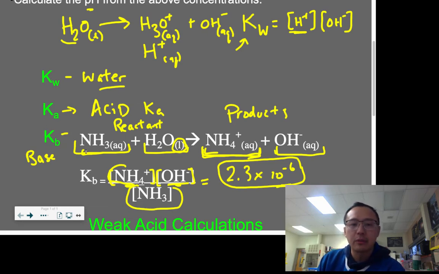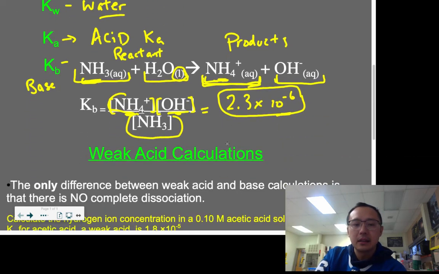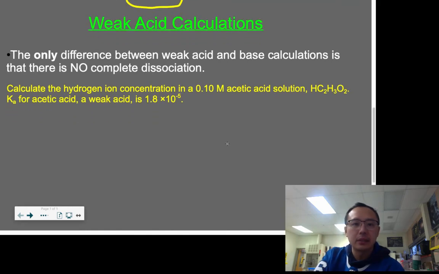So whatever you start off with for your concentration, you're going to get as your product. Okay, so that's what a weak acid is. So let's look at a couple calculations here. The only difference between weak acid and base calculations is that there is no complete dissociation. We talked about this quite a bit. Let's look at this first example.